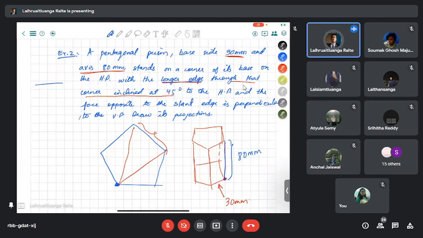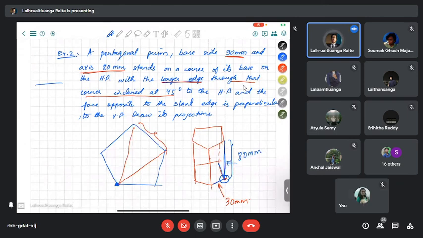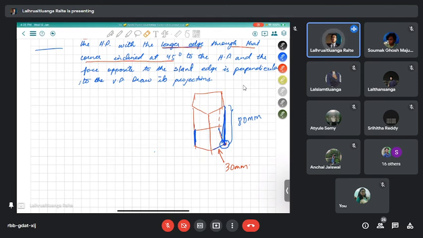So definitely this corner is carrying 3 lines: 1 line, 2 lines, 3 lines. Of the 3 lines that it carries, this is the longer side. This is the longest side, right? So the longer edge through that corner is at 45 degrees to the HP. That means this particular edge is going to be inclined at 45 degrees to the HP, and the face opposite to that, probably this face, is going to be perpendicular to the vertical plane. So how are we going to align this one? We are going to align this.